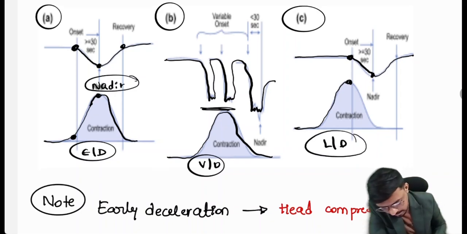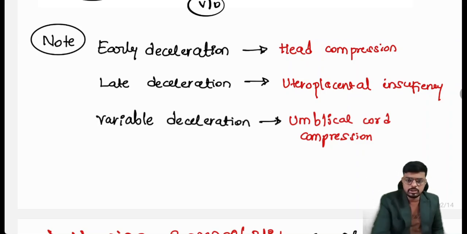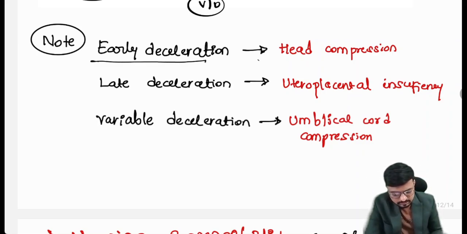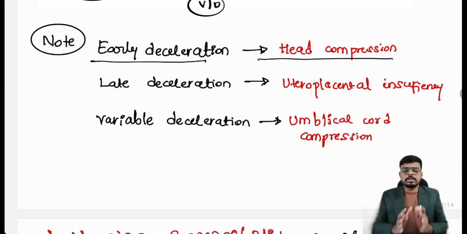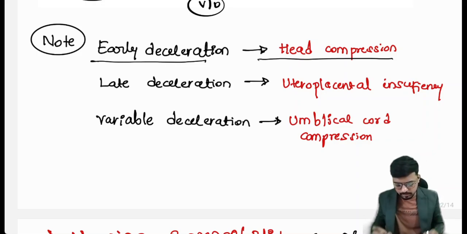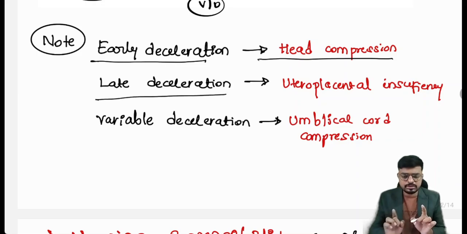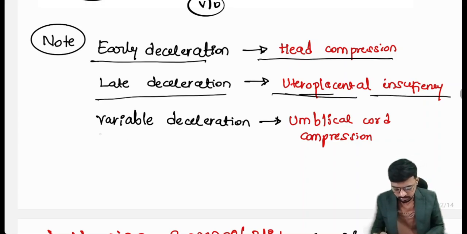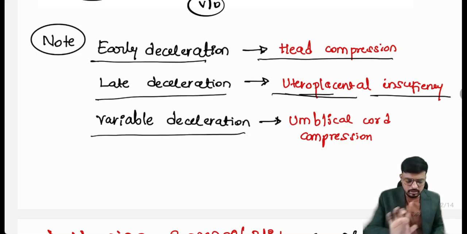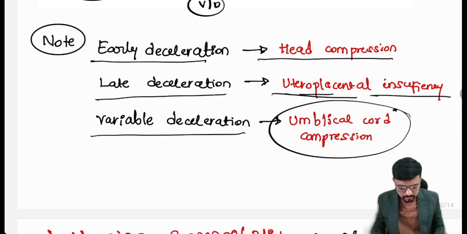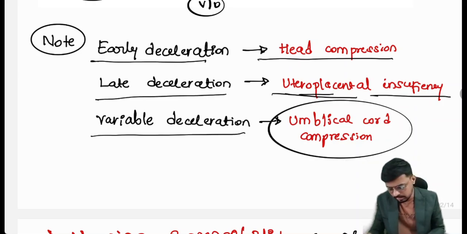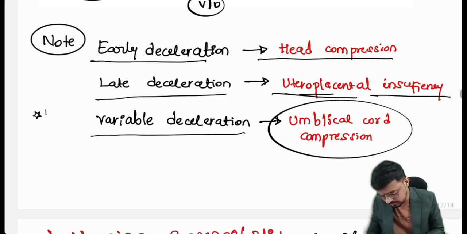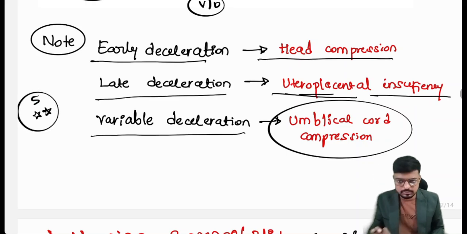These are all things we have studied, and note these golden points. Early deceleration happens due to fetal head compression. Very important point. Then late deceleration happens due to uteroplacental insufficiency. Very important point. Then the third point, variable deceleration, happens due to umbilical cord compression. Very important for your upcoming exams. These are the 5-star points. Keep them in your mind.